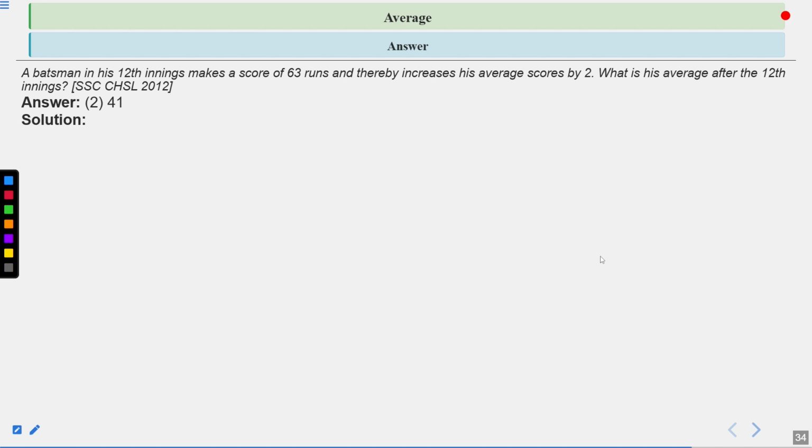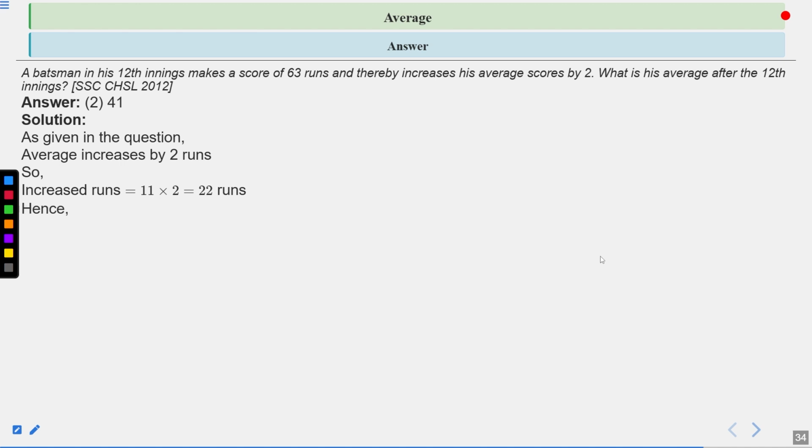Now see the detailed solution of this question. As given in the question, the average increased by 2 runs. So the increased runs in 11 innings will become 11 into 2, which is 22 runs. Hence, his average after the 12th inning is 63 minus 22, which is 41. So that's why second is the correct answer of this question. Next one.